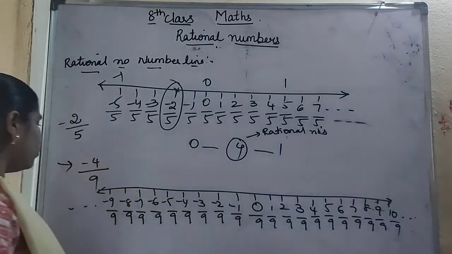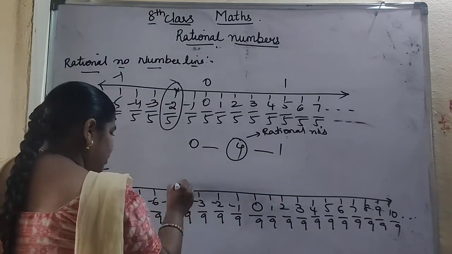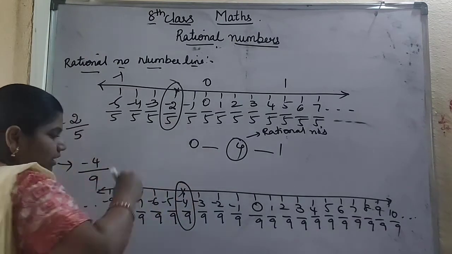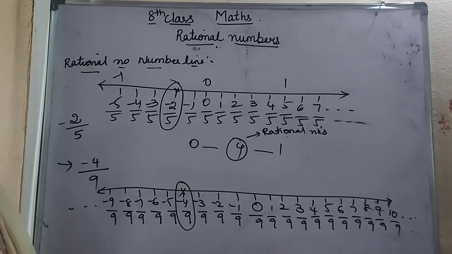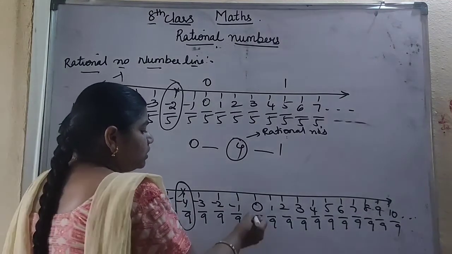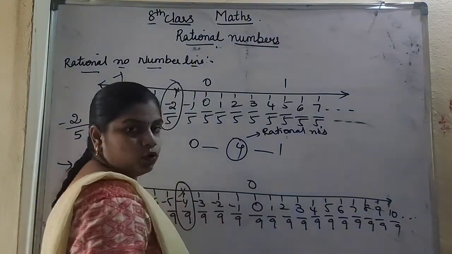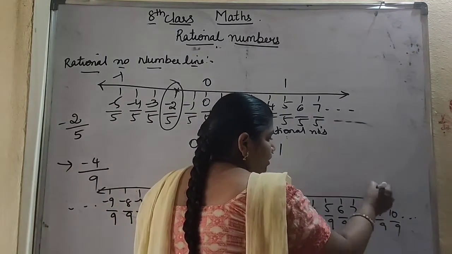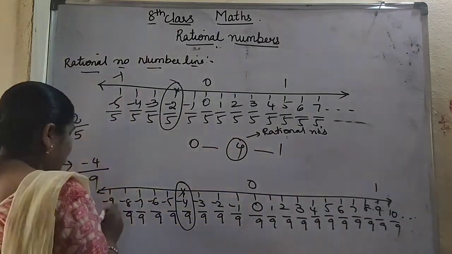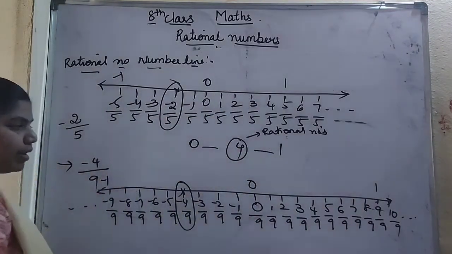So where is minus 4 by 9 now? Here you are seeing minus 4 by 9. This is the representation of a rational number on a number line. Now if you observe again, 0 by 9 is nothing but 0. 9 by 9 is nothing but 1. Minus 9 by 9 is nothing but minus 1.